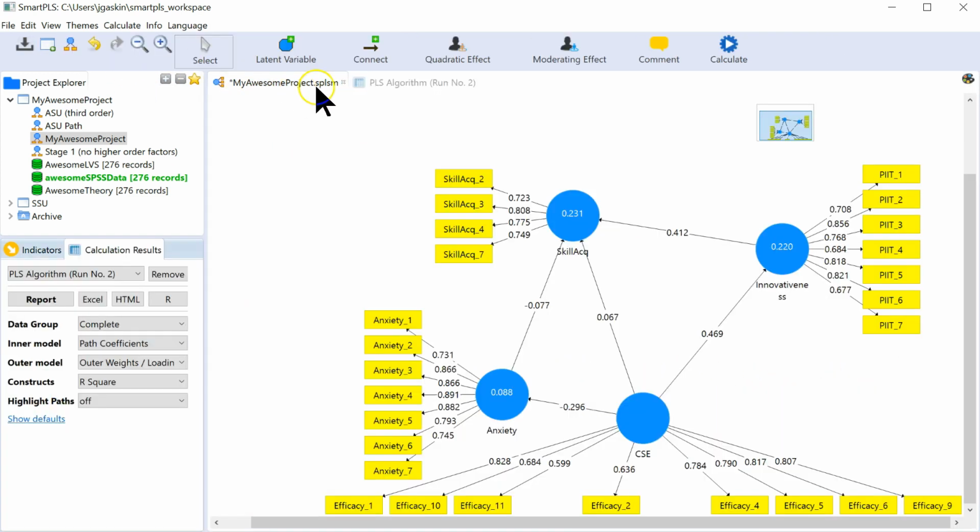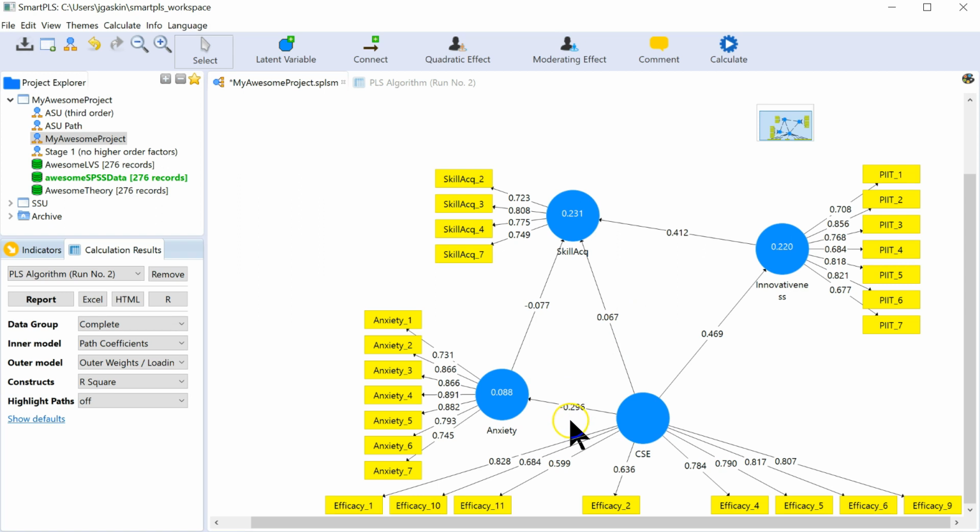Well, if I go look at my model, innovativeness to skill acquisition. Yep, that's a fairly large effect. At least the regression weight here is large. And if we look at the F-square, it shows it's also large. The CSE to innovativeness was our largest effect. Now, if we go look at these other values, 0.067, negative 0.077, we can see the regression weight is small. And so likely they're not big effects, and we observed that.